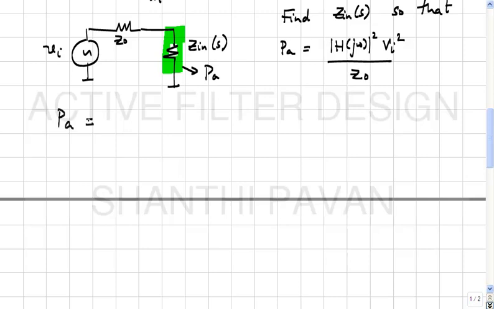It is nothing but I square into R, Rn of S. In other words, it is Vi by Z0 plus Zn. Correct? This is the magnitude, this is the complex current. I will find the magnitude of the current and multiply it by the real part of Z, right?